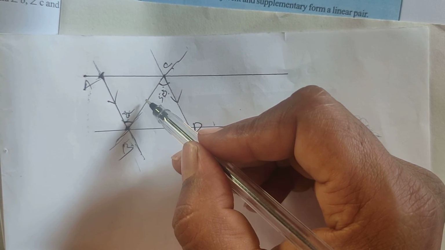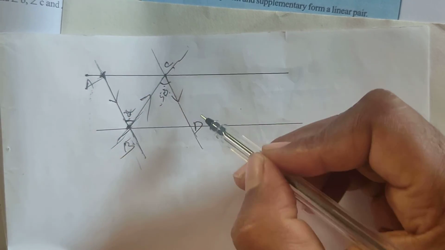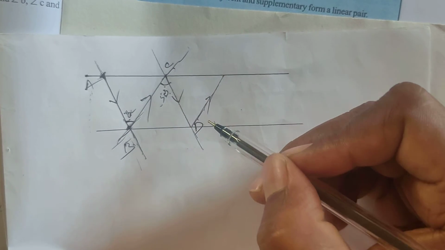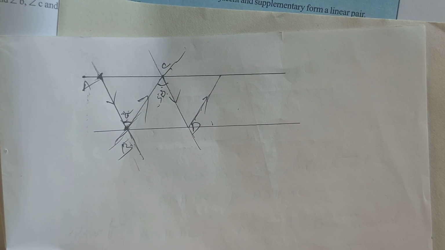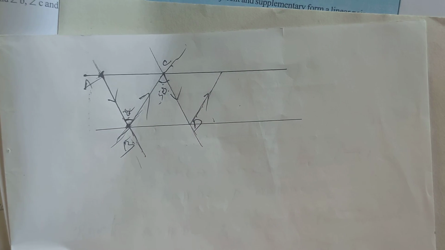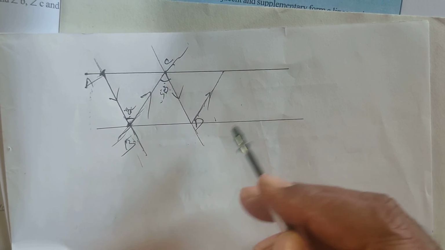Is the arrow mark there upside or not here? Here upside is there. Here one more will come like this. It is also upside. Okay, like this you can complete this one. Like this you can complete this one.